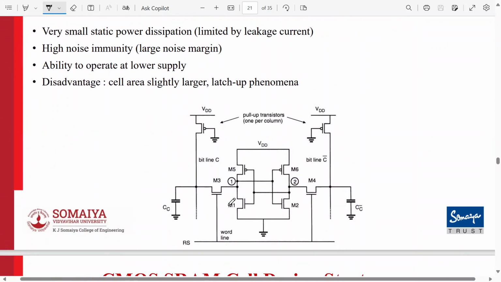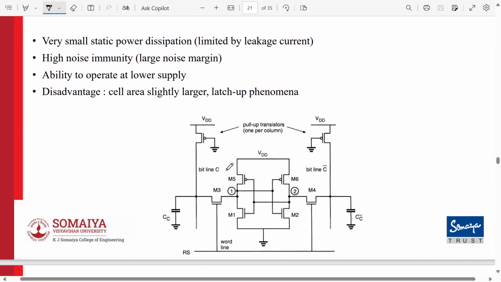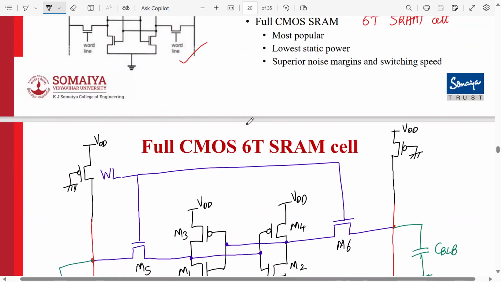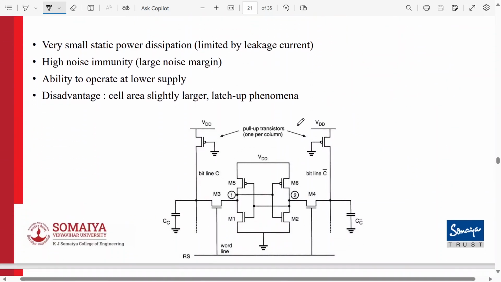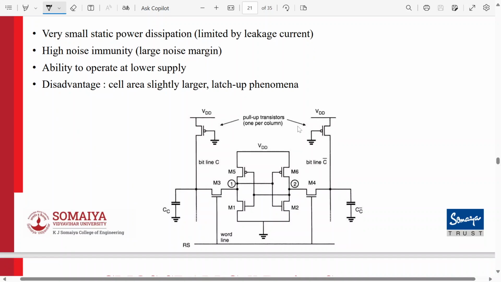So this is the same cell here, as I've told you. They have named it differently. Instead of calling it bit line, they have called it column, bit line C and bit line C bar. But that is absolutely fine. Now these are the pull-up transistors per column. We can call them MP1 and MP2. So MP1 and MP2 are the pseudo NMOS transistors or the pull-up transistors as shown over here. This will precharge the bit lines to VDD for the read operation.